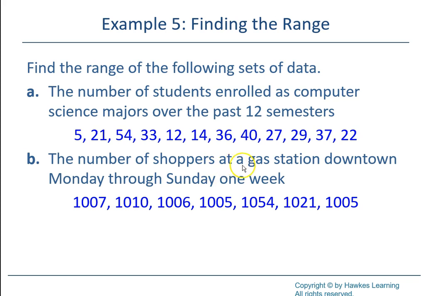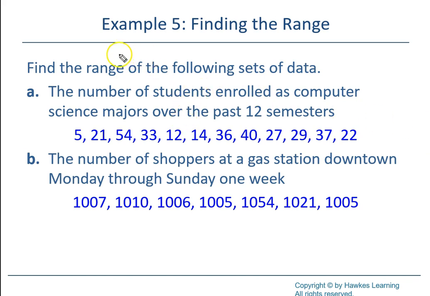Now here's the number of shoppers at a gas station, and there's 7 items. What is the largest here? Well, the largest looks like 1054, and the smallest looks like there's two of them, 1005. So when I subtract them, I also get 54 minus 5 is 49. So both of these are 49.